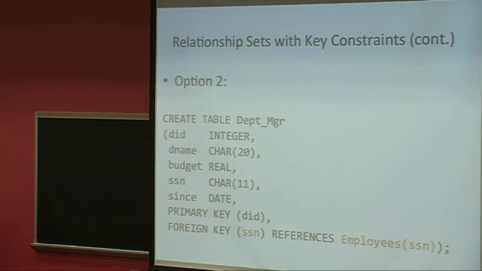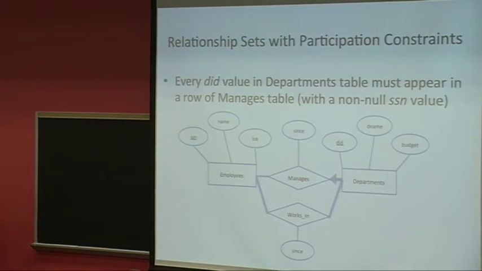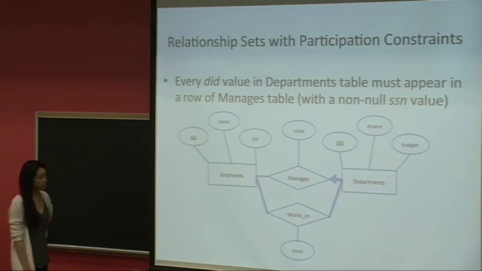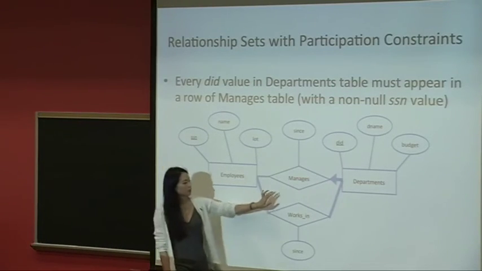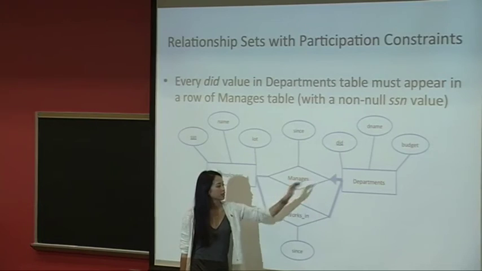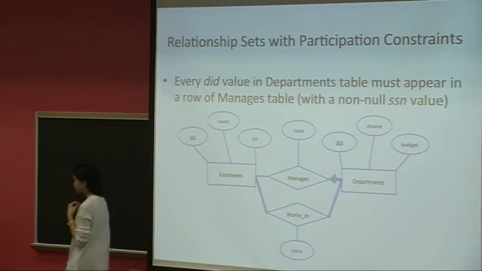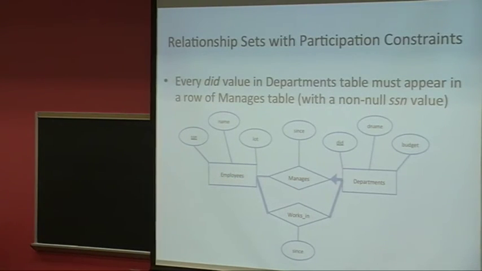So other than key constraints, what is the other constraint that we have learned? Participation constraint. So let's look at this. It looks a bit crazier. These three are thick lines. Okay. So every DID value in the department's table must appear in a row of the manager table with a non-null SSN value.